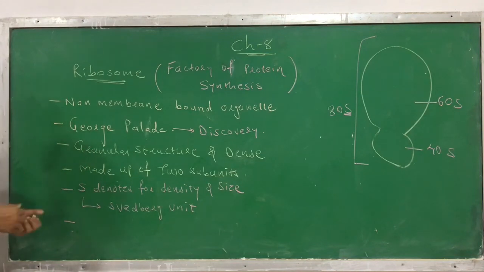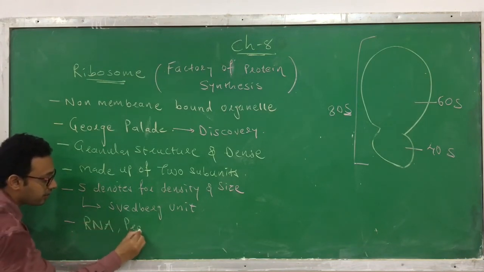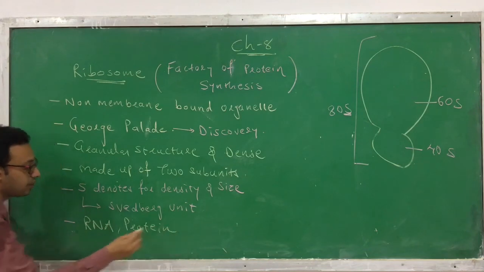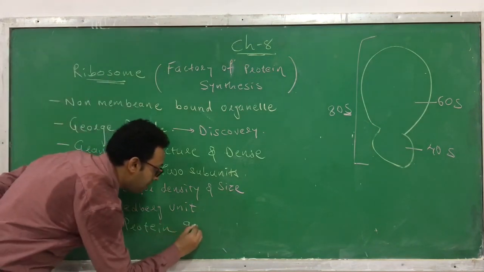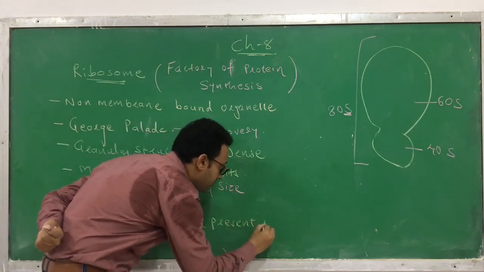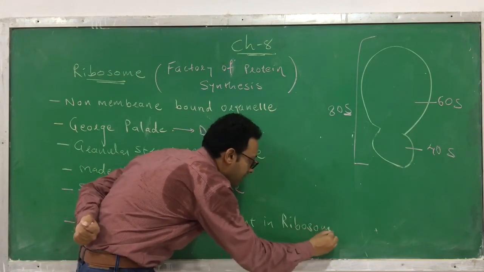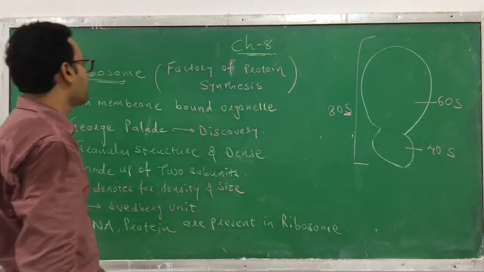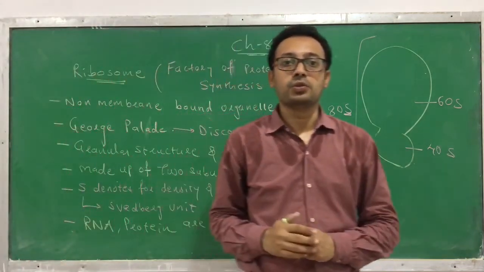The next thing is what the ribosomes contain. They are made up of RNA and protein. So this is the composition: RNA and proteins are present in the ribosome. So this is about the structure of the eukaryotic ribosome.